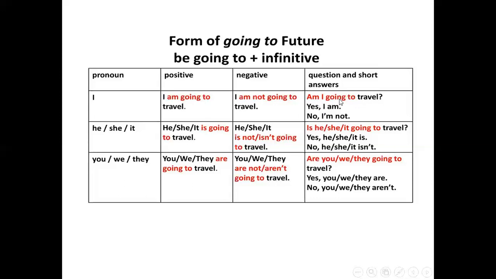For example, am I going to travel? Yes, I am. Or no, I am not. Is she going to travel? Yes, she is. Or no, she isn't, because this is the negative one. Are you going to travel? Yes, you are. Or no, you aren't. Are we going to travel? Yes, we are. Or no, we aren't.